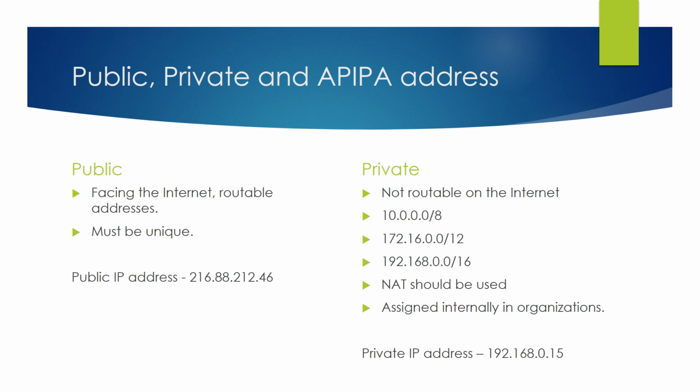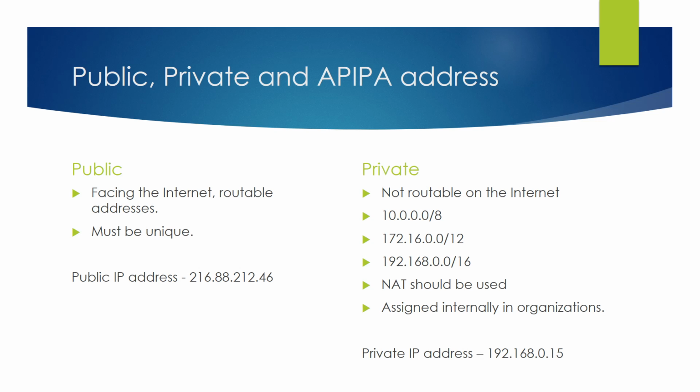And as you see, they are assigned internally in organizations so that they can provide internal access to machines between each other, and on the other hand, they can save public IP addresses. So in an organization, you can have only one public address, but internally, using NAT technology, you can have multiple internal networks with a high amount of IP addresses being assigned to devices. So a good example of a private IP address is 192.168.0.15.